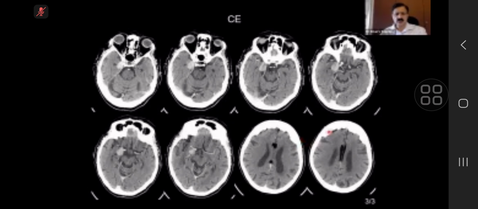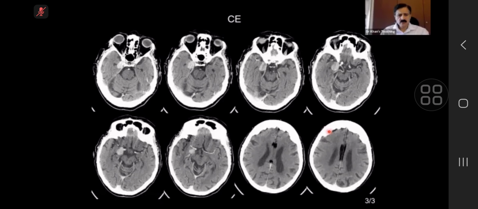But this is with contrast, and your conclusion is? It's an MCA aneurysm. Okay, and it might be on these axial slices. It's very difficult to be absolutely sure, because the aneurysm is very, very big. Yeah. Might be at the junction of MCA and the PCOM.